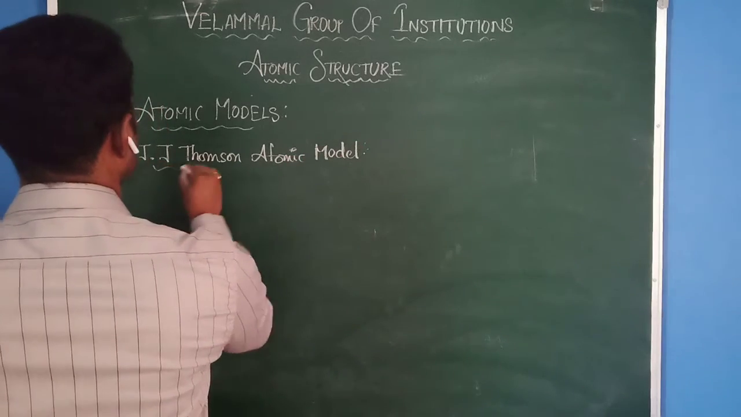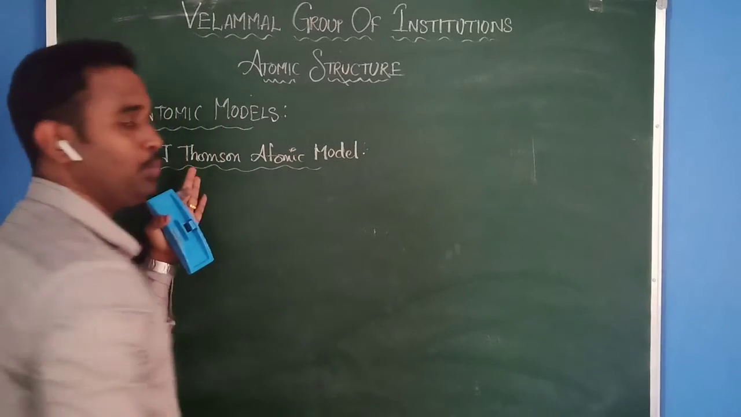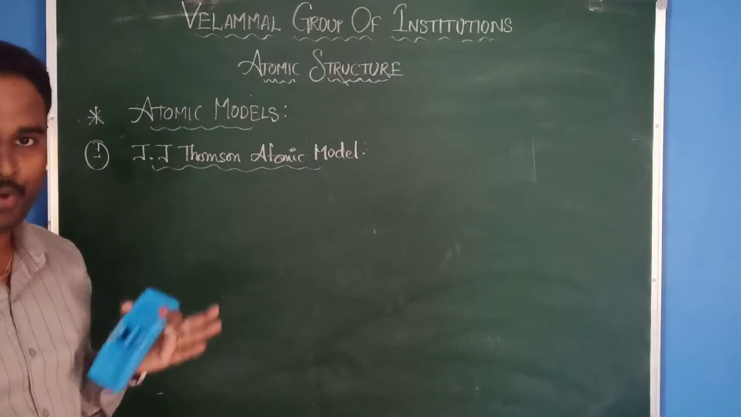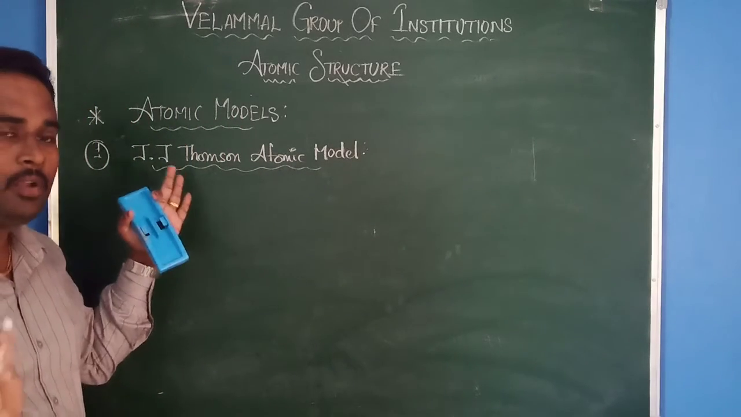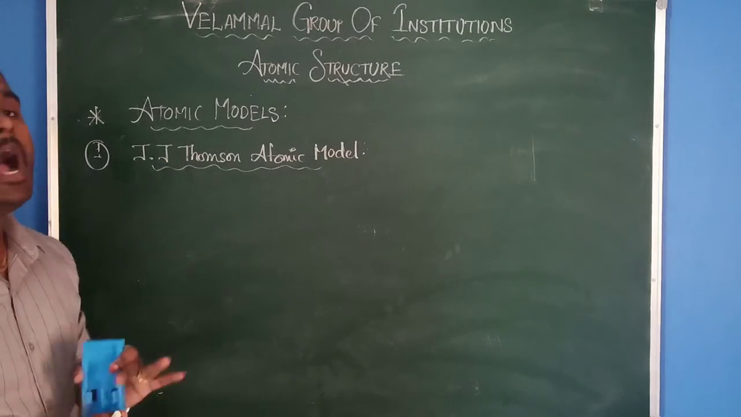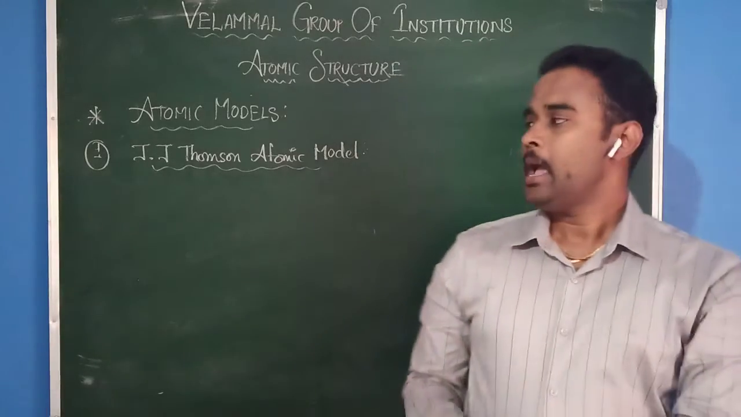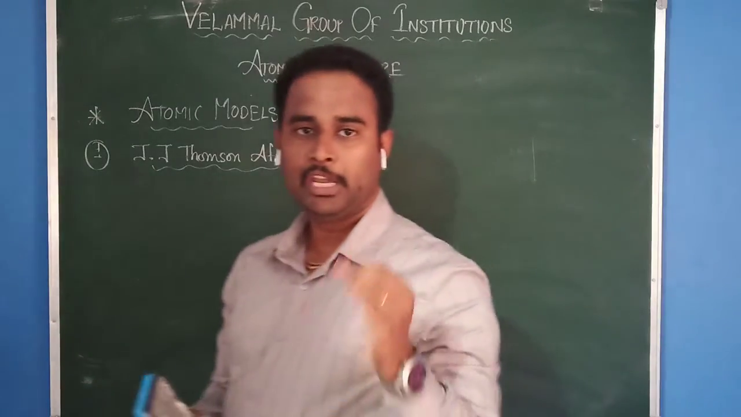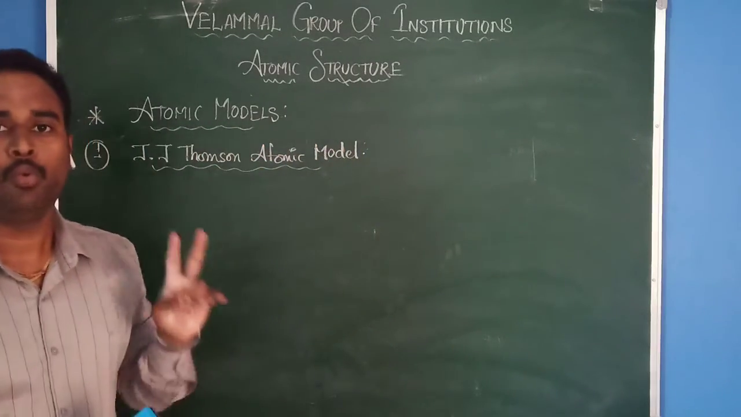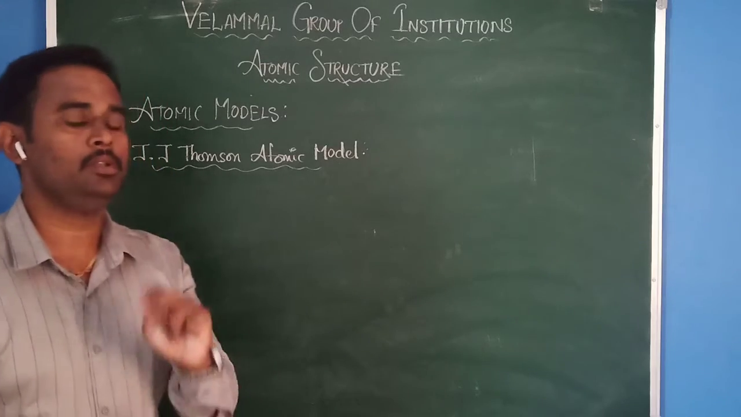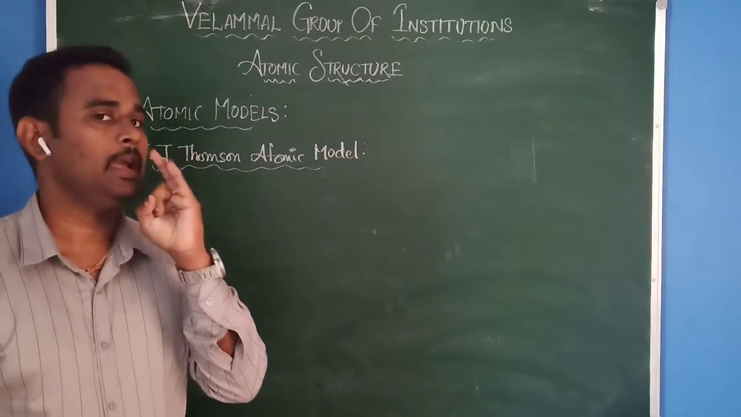I think you know about J.J. Thomson. He is the scientist who discovered the electron. Who discovered the electron? J.J. Thomson. And moreover, you need to remember one important point. At the time of J.J. Thomson, there was no discovery of the neutron. Only two particles are present, those are nothing but proton and electron.